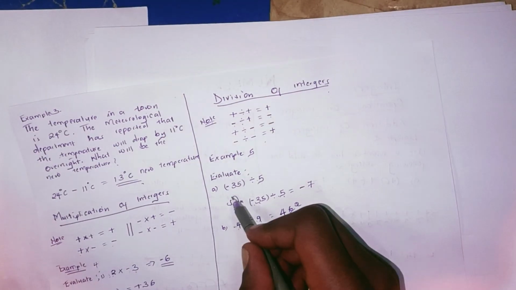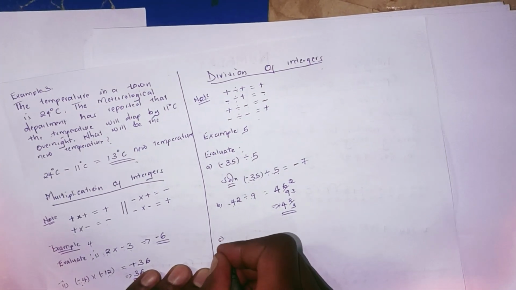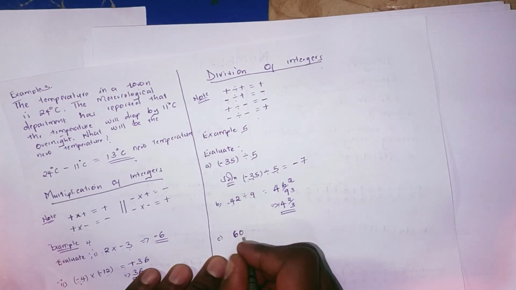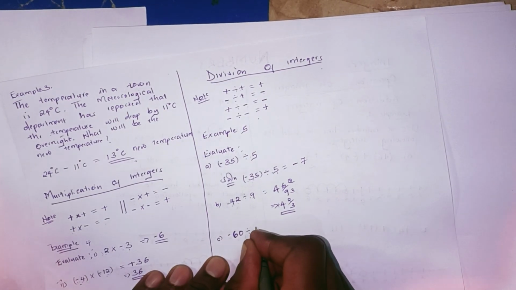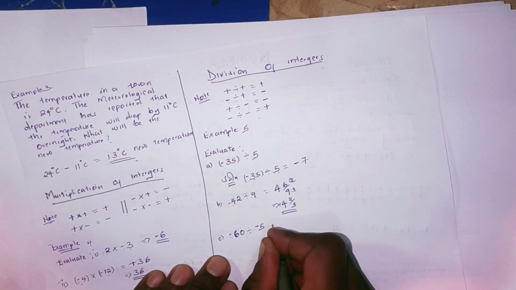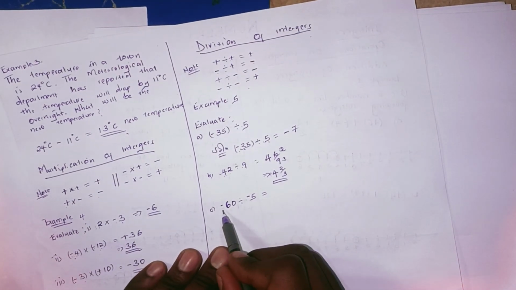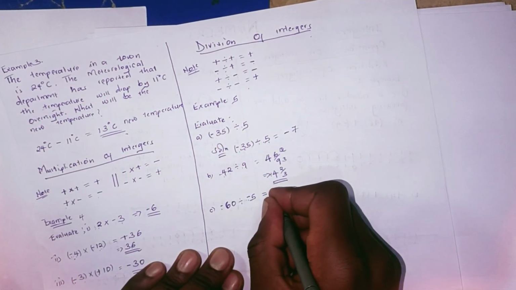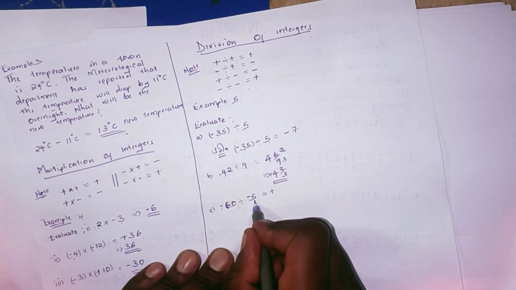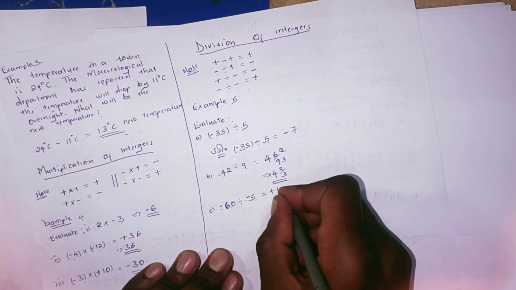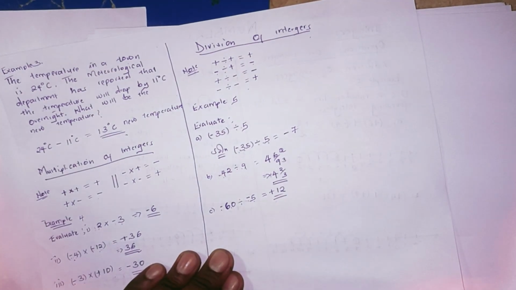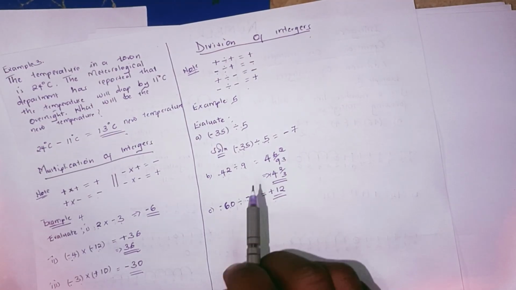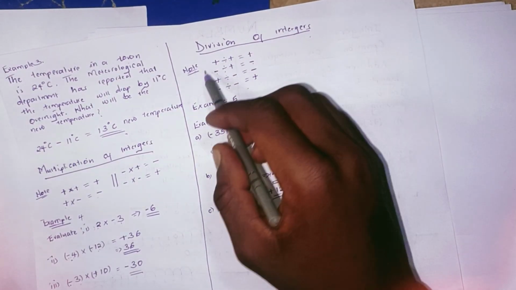Then after doing this one, let me go to the negative one. Negative 60 divided by negative 5. If you check here, negative divided by negative is positive. Then 60 divided by 5 is 12. So you notice that you are getting positive 12 as your solution. And I believe that we have tackled everything here under these operations.